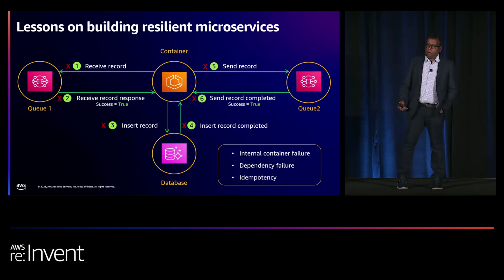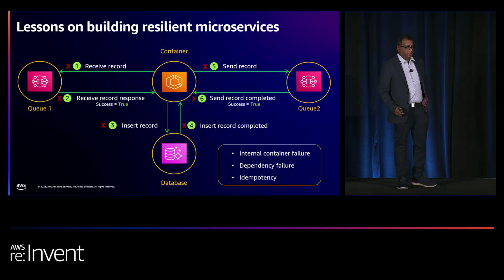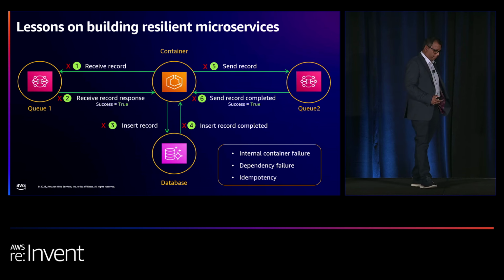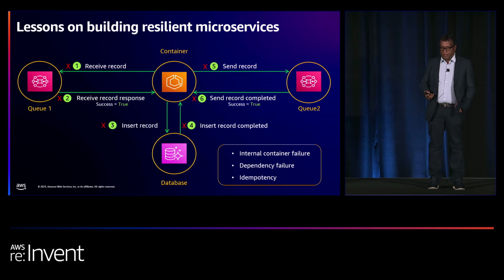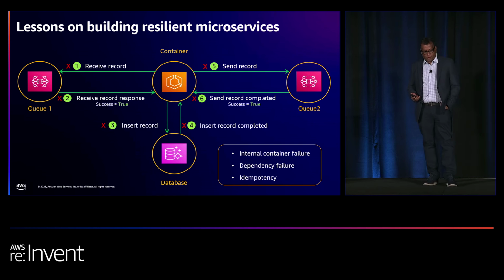We learned a lot of things about transaction processing systems as we created the P model for them. Here I'm going to share with you some key lessons we learned about building resilient microservices. We learned that microservices are vulnerable to two kinds of failure: internal failure and dependency failure.